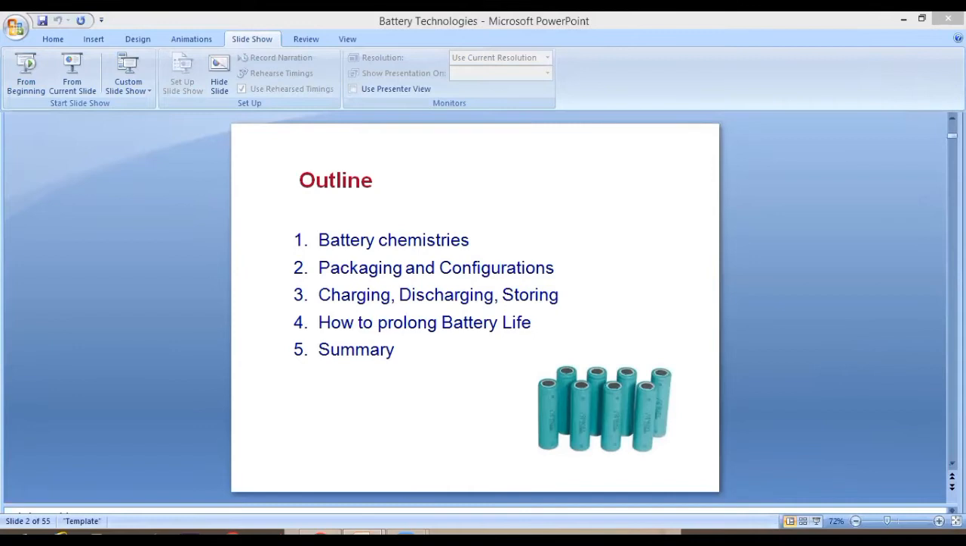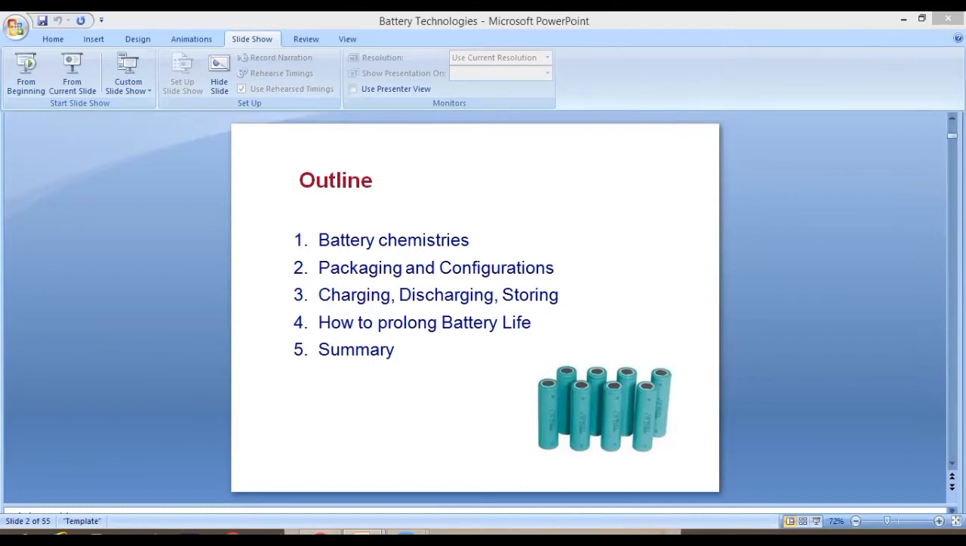In our battery technologies, as outlined, we have five subtopics: battery chemistries, that is the various chemical reactions involved in batteries; packaging and configurations, the construction of batteries; the various processes taking place in batteries, charging, discharging, and storing of energies; and the fourth, how to prolong the battery life, how to extend the life of the batteries. In these subtopics, we are going to present our session today.